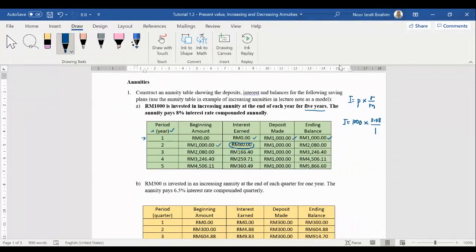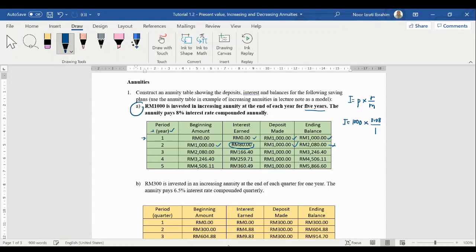Okay, show how you get the interest value for each of these, and you can see the answers are here. Check your value, and at the end of the second year, another 1,000 is deposited into the account, and to get the ending balance, you always add the beginning amount, interest earned, and the deposit made. Then that's how you get the ending balance. The process will repeat until the last period.